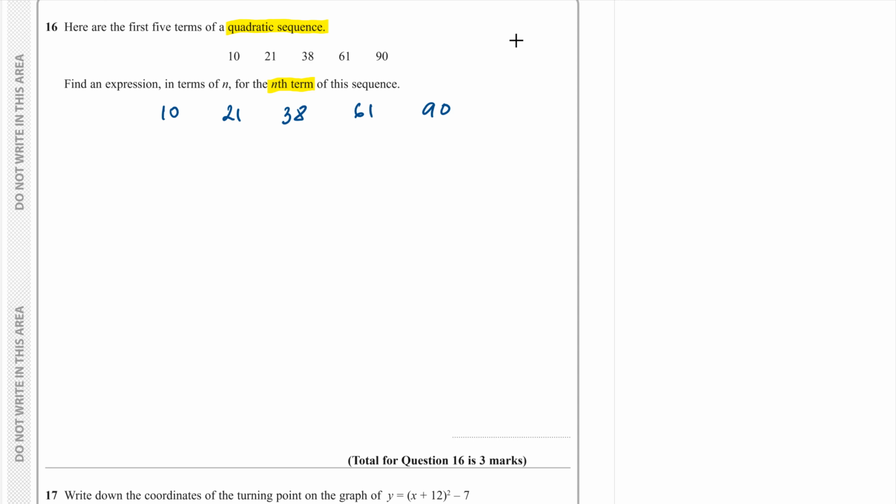We calculate the first set of differences. 10 plus 11 is equal to 21, plus 17 is 38, plus 23 is 61, plus 29 is 90. Then we calculate the second set of differences. 11 plus 6 is 17, plus 6 is 23, plus 6 is 29.